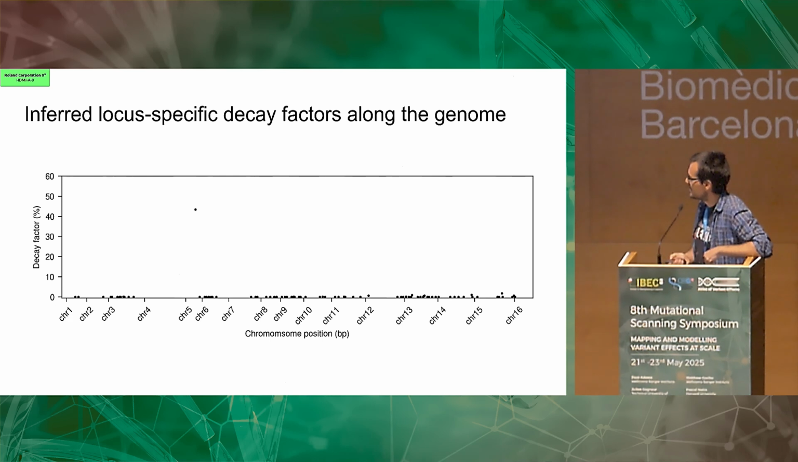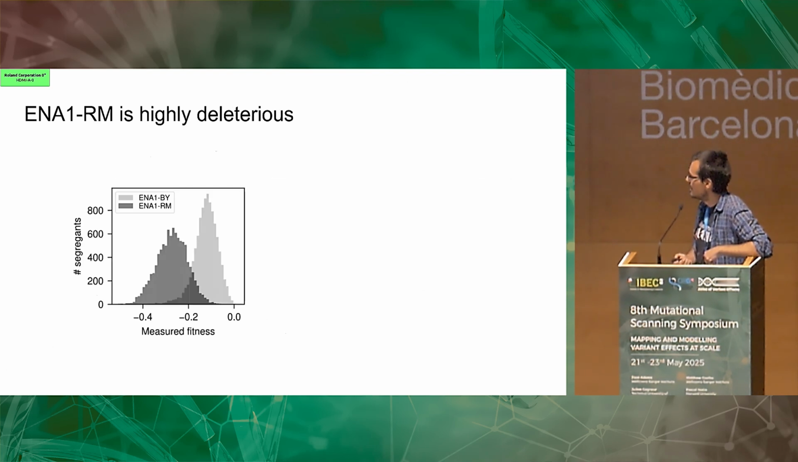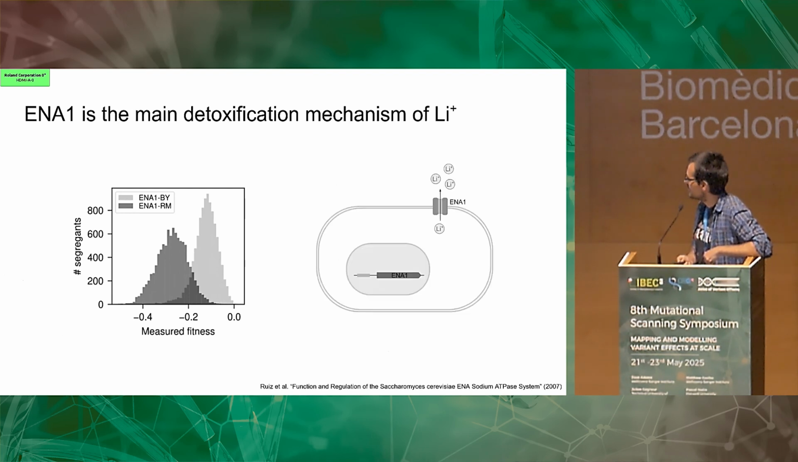And we can clearly see that there is a single site that has a very large effect of about 45%, and this corresponds to the ENA1 gene. So we can look at the data, stratify it by the allele at this position, and we can see that this has a very large effect on fitness. This is not surprising because ENA1 is the sodium-lithium pump and is the main mechanism of detoxification of lithium. So if we have a variant that doesn't work as well, then the growth rate is lower.